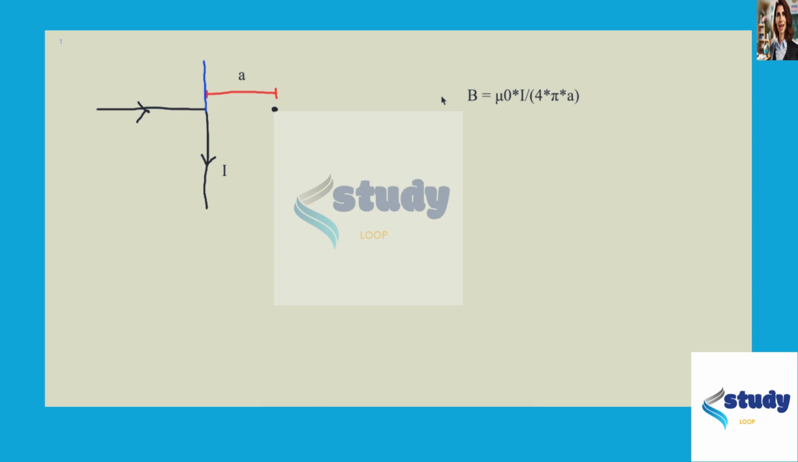Now thinking about the direction, we want to use the right-hand rule. Let's think about the current that's causing this magnetic field. It's pointing down. So if we point our thumb in the direction of the current and then curl our fingers around, at this point over here, our fingers are going to be pointing out of the page. So the direction of the magnetic field at this point will be out of the page.